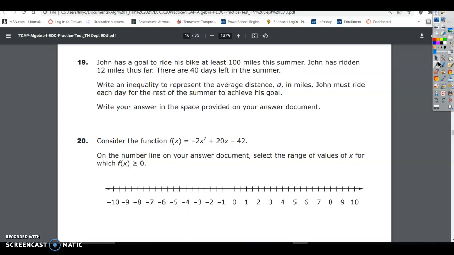Write an inequality to represent the average distance d in miles John must ride each day for the rest of the summer to achieve his goal. Write your answer in the space provided of your answer document.